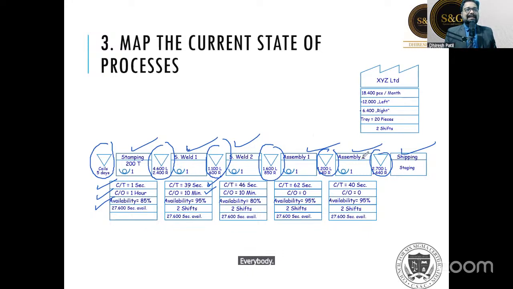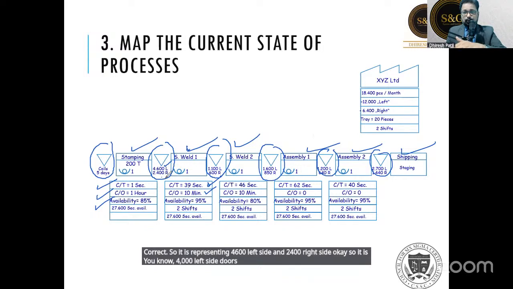Exactly. It is representing inventories. Correct? So it is representing 4,600 left side and 2,400 right side. Okay. So it is 4,000 left side doors and 2,000 right side doors, 2,400. So here you can see inventory levels at each and every stage.